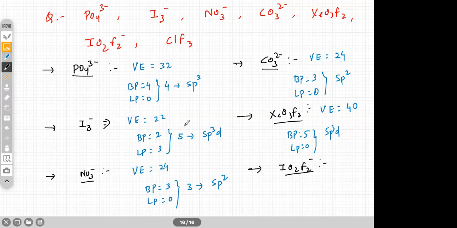IO2F2-. Tell me. Valence electrons is 14 plus 12, that is 26, 26 plus 7, 33, 34. Because if you want to find out the bond pairs and lone pairs on the central atom, you need to have the valence electrons. Okay, go back and check VSEPR, Anurag. Bond pair is 4, lone pair is 1. So it is sp3d. What is the last one? Tell me the hybridization of the last one.